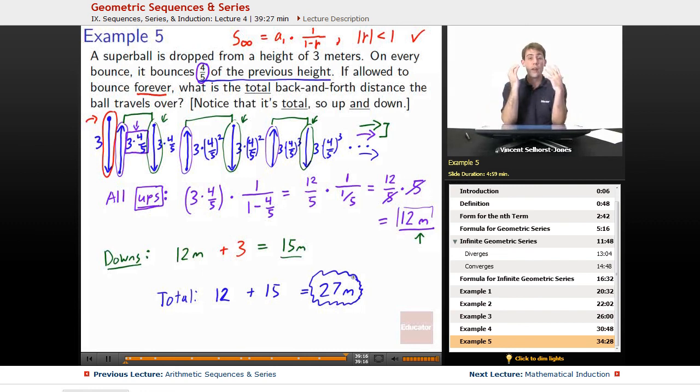All right. So now we've got a pretty good understanding of how sequences work. We've worked through geometric sequences, arithmetic sequences. We understand how series work.